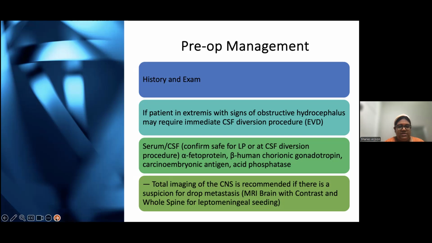It is also important to be mindful that in some of these patients, lumbar punctures will be contraindicated because they could cause worsening herniation syndrome. So in those cases, CSF could be obtained at the time of a diversion procedure. Total imaging of the central nervous system is recommended if there is suspicion for any drop metastases, in this case MRI brain plus whole spine with gadolinium, to look for leptomeningeal seeding.